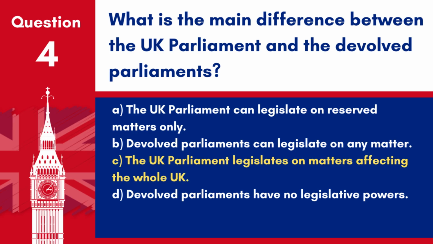Answer: C. The UK Parliament legislates on matters affecting the whole UK, whereas devolved parliaments in Scotland, Wales, and Northern Ireland have powers over certain local matters.